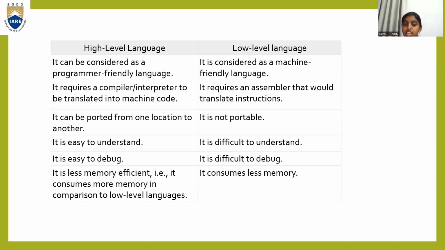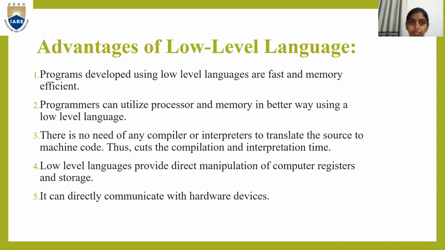High-level language is easy to understand, whereas low-level language is difficult to understand. High-level language is easy to debug, whereas low-level language is difficult to debug. Coming to memory, high-level language is less memory efficient, that is, it consumes more memory in comparison to low-level languages. When you compare low-level language with high-level language, it needs less memory. So these are some of the important differences between high-level language and low-level language.